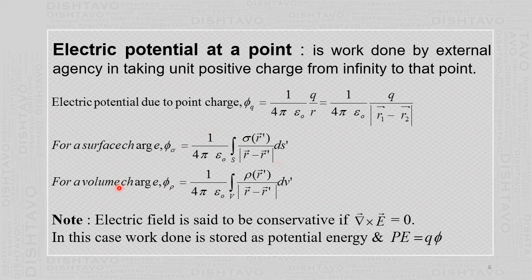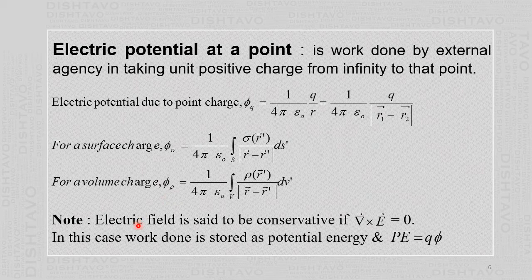Similarly, for the volume charge distribution, the potential at any point away from the volume charge distribution is written as phi suffix rho. First you find the potential at some point from the charge element dq, and dq can be written as rho into dv. Then you take the integral over the volume, and that is a volume integral, and this becomes the formula for the potential at any point due to the volume charge distribution.